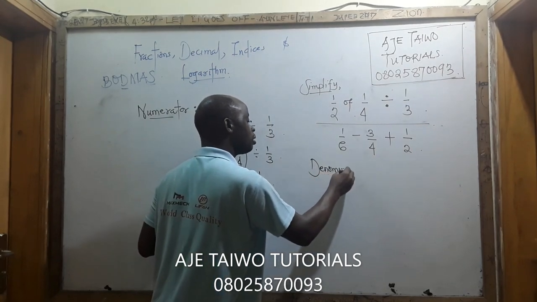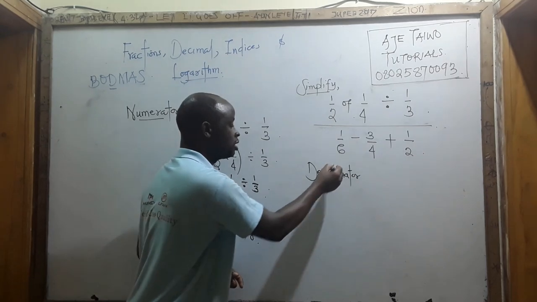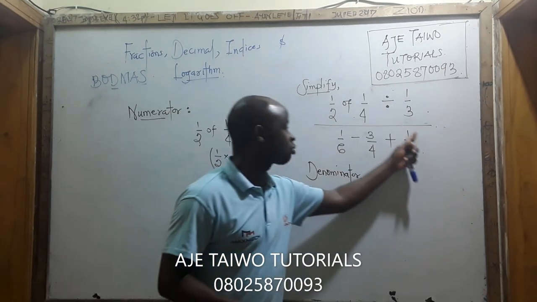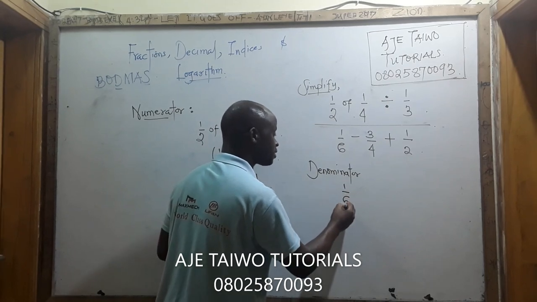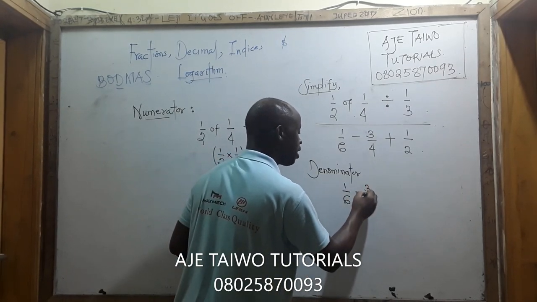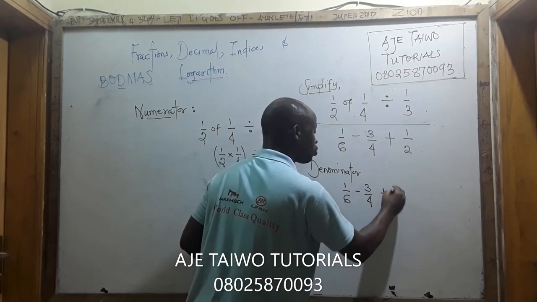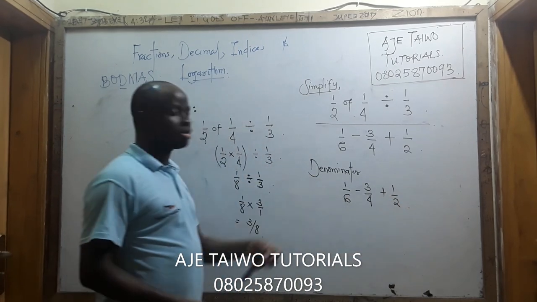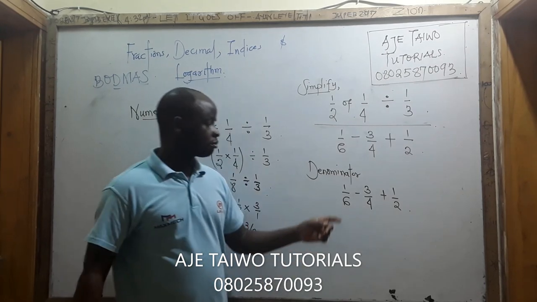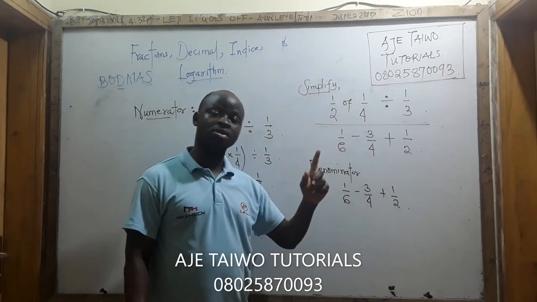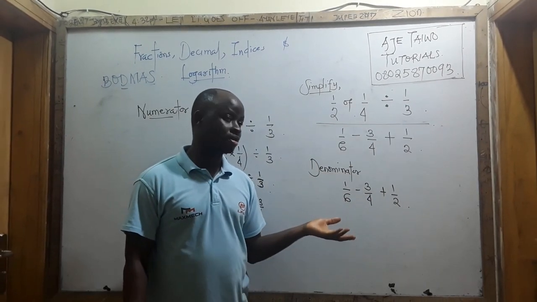Denominator. This is the denominator. So let's go. We have 1 over 6 minus 3 over 4 plus 1 over 2. This one does not follow at all. Let's see this one. Minus and plus, what do you do first?